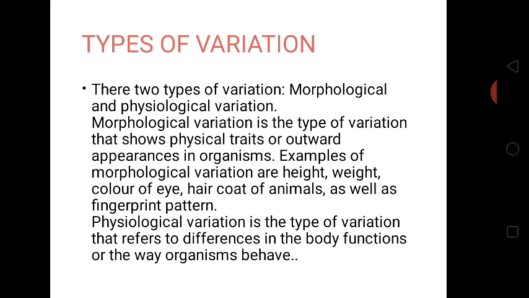So now let's look at examples of morphological variation. Examples of morphological variations are height, weight, color of eye, hair coat of animals, as well as fingerprint pattern. Physiological variation is a type of variation that refers to differences in the body functions or the way organisms behave.